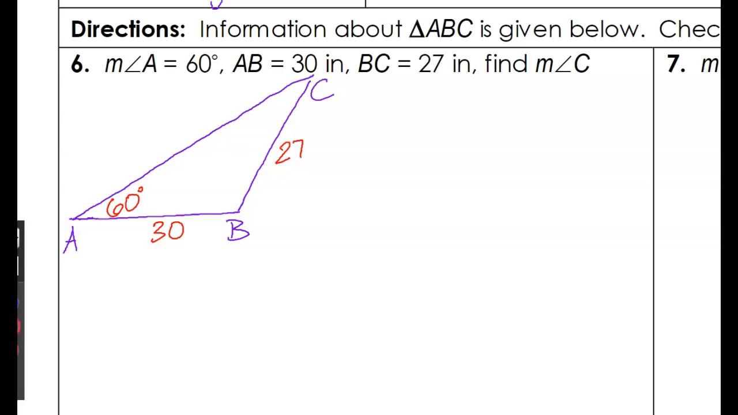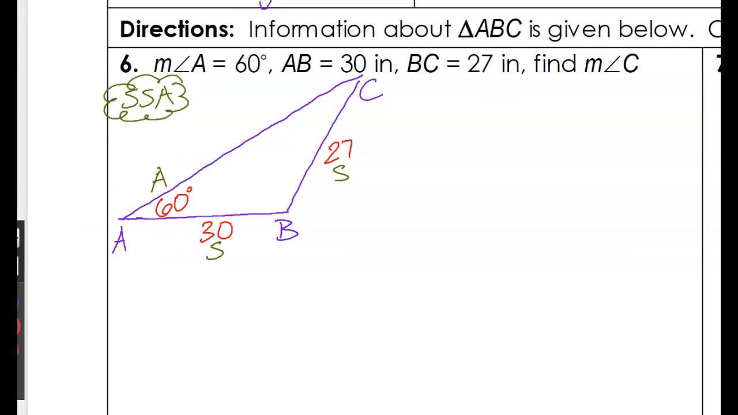Next step is to figure out what type of triangle we have. So here, they give us an angle, they give us a side, and they give us a side. So this is an SSA triangle. Meaning, yes, we can use law of sines, but we have to check for the ambiguous case.